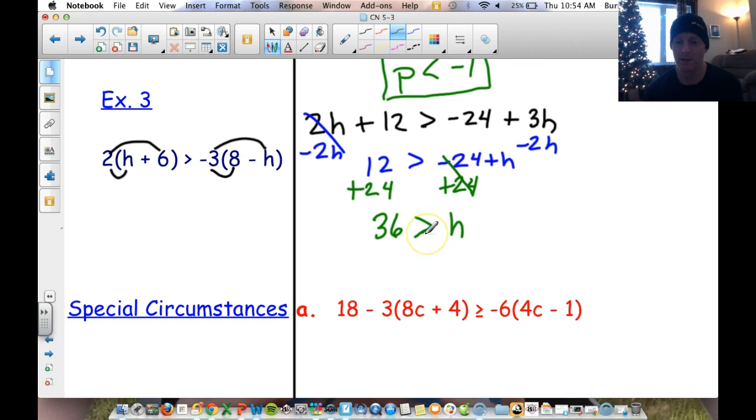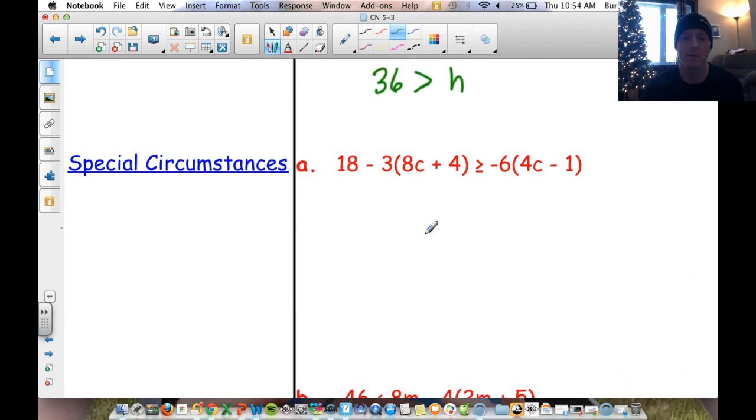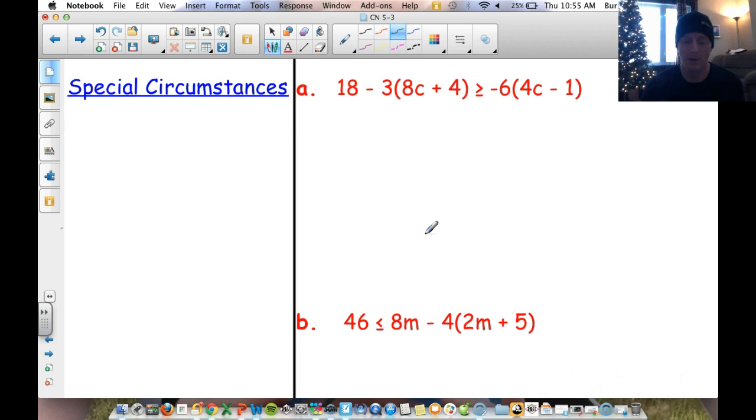So these processes are fairly similar over and over and over again. If you struggled with these things in chapter 2, you're going to have to ask for some assistance to make this a little bit easier for you. Now there's a couple special circumstances that I want you to be aware of, so make sure you get this stuff into your notes.